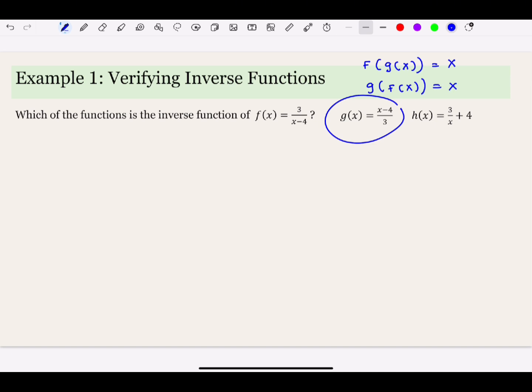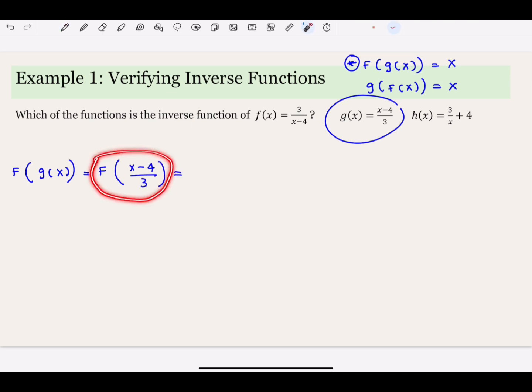So let's start with the first one. Let me take the composition f and g. First of all, I'm going to replace my g, which is (x − 4)/3, and then I'm going to simplify my f. I'm going to use the definition of f. So f of x is equal to this. Now instead of x, I have this function.